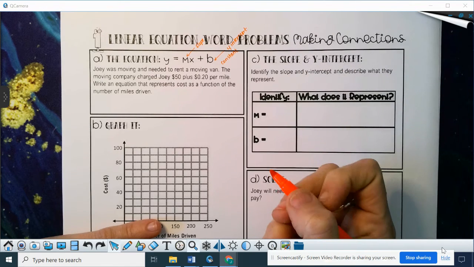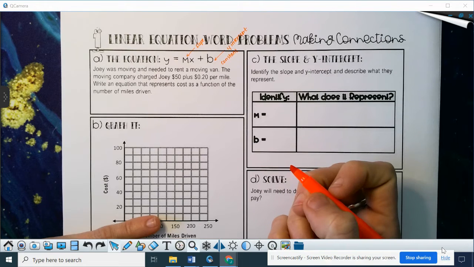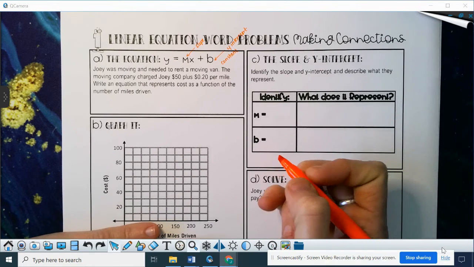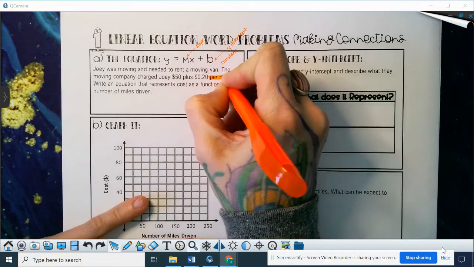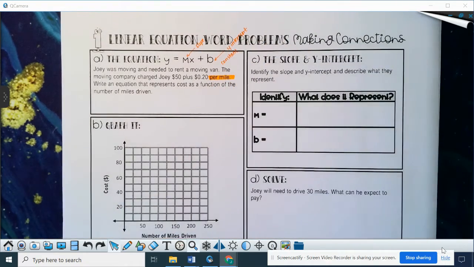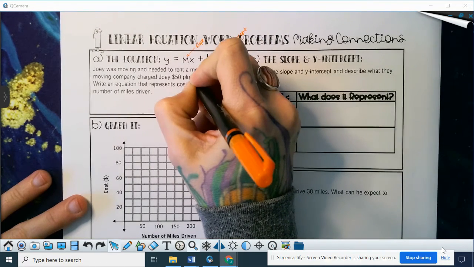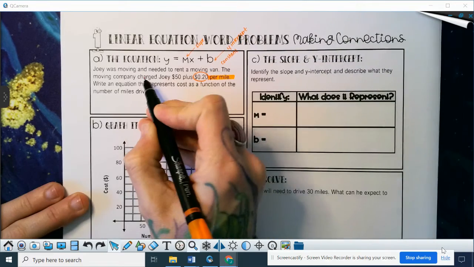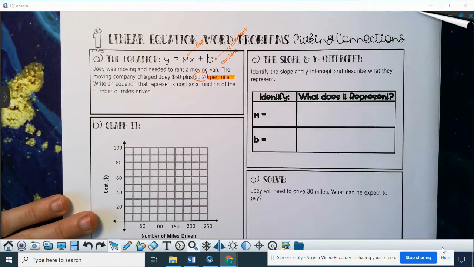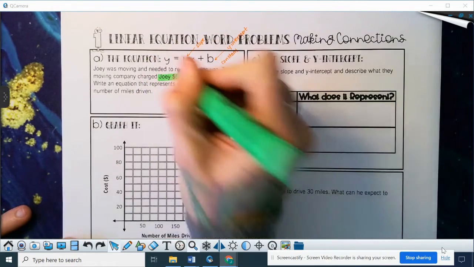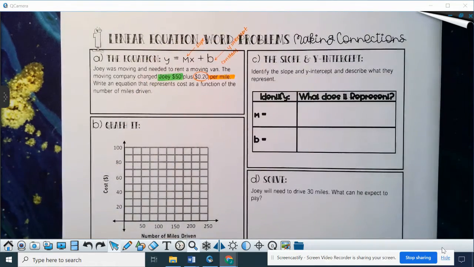So Joey was moving and needed to rent a moving van. The moving company charged Joey $50 plus 20 cents per mile. It's not every time, but more times than not, as soon as you see per, know that the number in front of it is going to be your slope. He's charged $50, non-negotiable. As soon as he walks in there and grabs that van, he's charged $50. So that's your starting cost. And then it's 20 cents per mile.